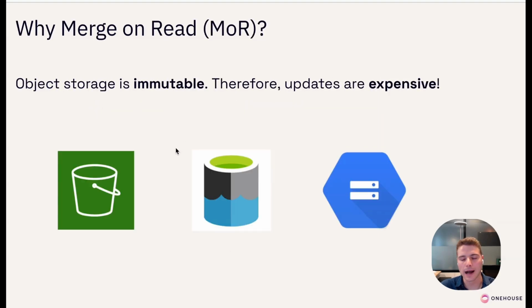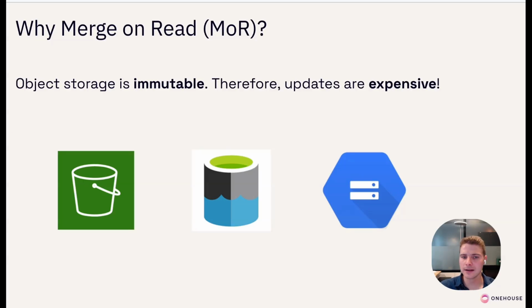Now, let's talk about why merge on read exists. Object storage is immutable, and that means updating data in object storage is expensive. Under the hood, Hudi stores your data in files, and when you want to update those files, you have to actually rewrite the data, which can be costly in your I/O and the compute involved in actually processing and writing that data.